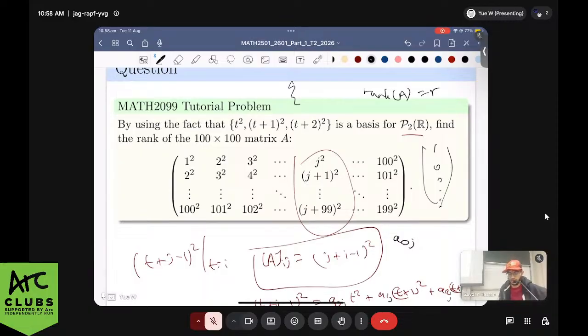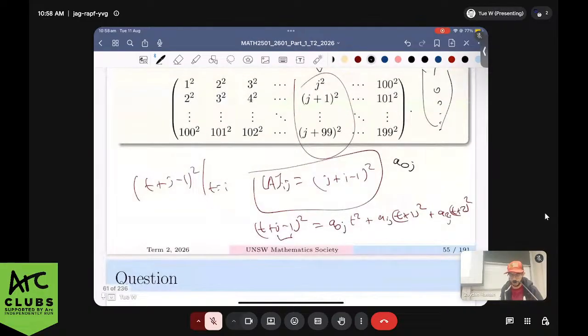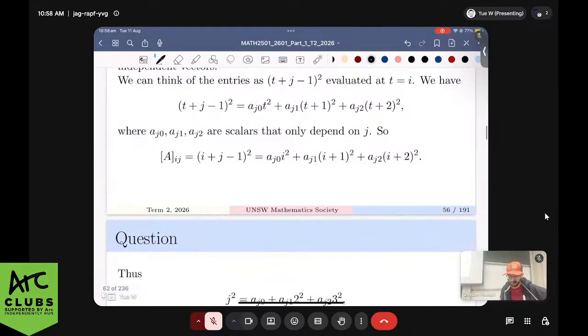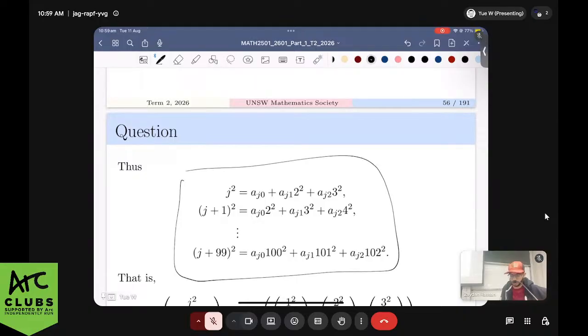So we're going to try to write this column as a span of some fixed vectors. Here we already have something like that. We have the first entry is a combination of these things. And if we just repeat this and substitute t equals i for each i, you'll get this. So this is what I did. I just substituted i equals 1 here, i equals 2, all the way up to i equals 100. You can check this for yourself.